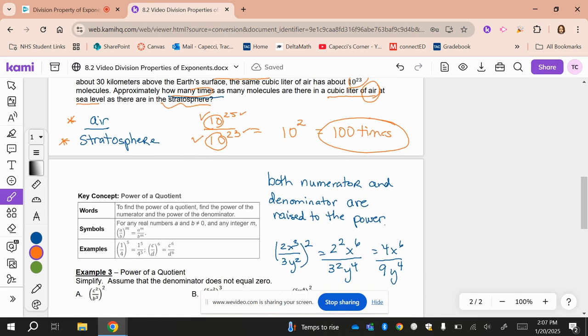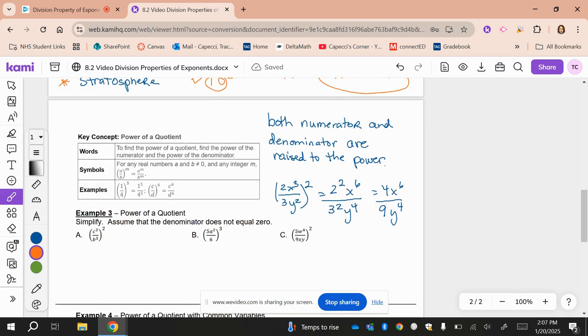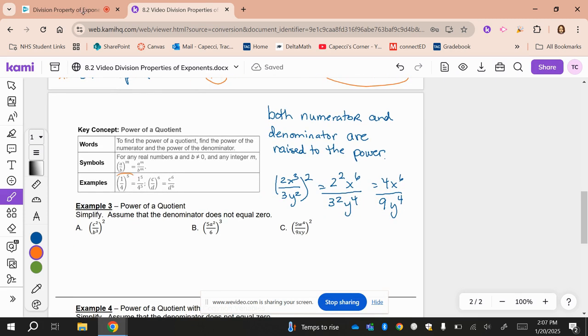All right, let's look at our next rule of division. So if I have a fraction, which is dividing, and it's raised to a power, both the numerator and the denominator are raised to the power. So everything inside gets raised to the power. So again, in this example here, I have 2x to the third as my numerator. So 2 gets raised to the power.